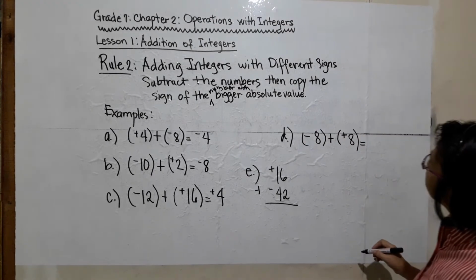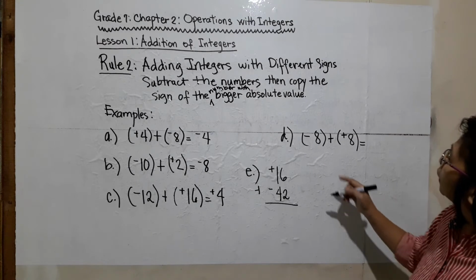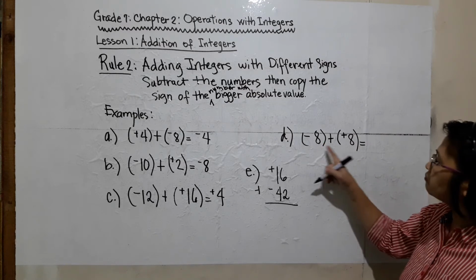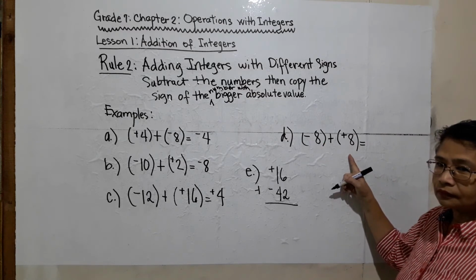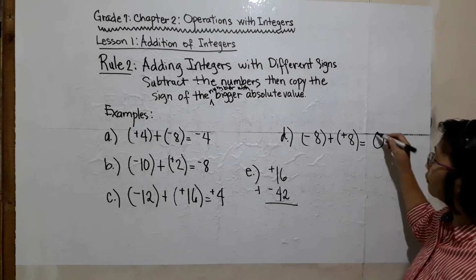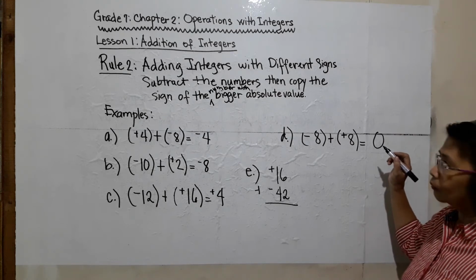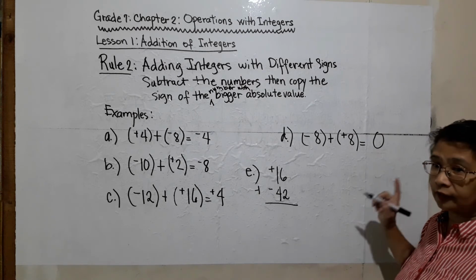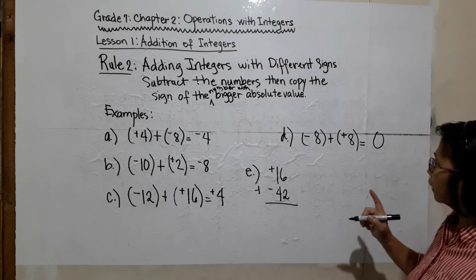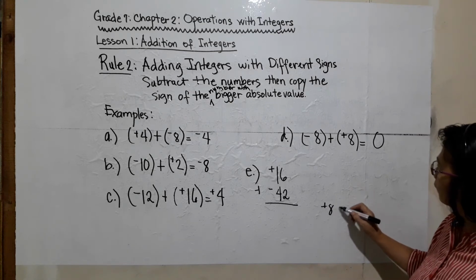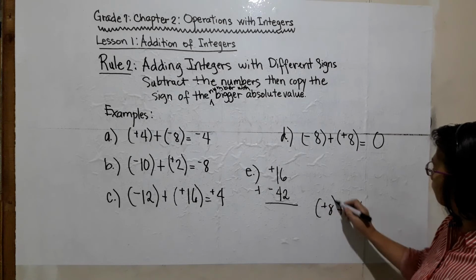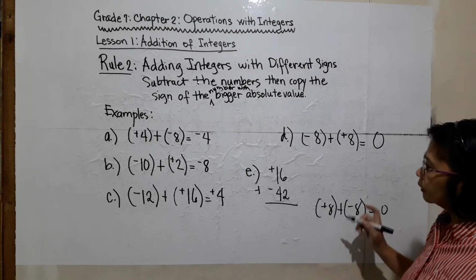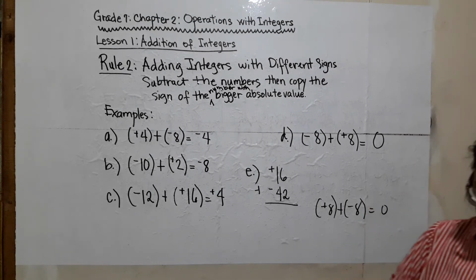Okay, letter D example. For letter D example, subtract the numbers. 8 minus 8. What is 8 minus 8? 0. Okay? What is the sign of 0? 0 has no sign. It's neither positive nor negative. So you have to remember this. For example, if I have positive 8 plus negative 8, the answer is 0. Remember this?